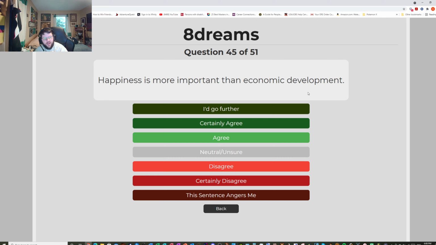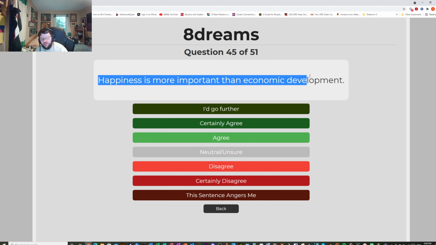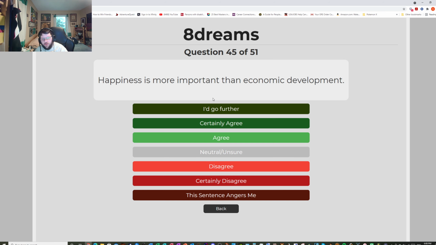Happiness is more important than economic development. They're sort of the same thing though. But if I had to separate them out, then yeah, happiness is more important, I would say. Because, I don't know, mostly because society was better centuries ago than it is now. Centuries ago.